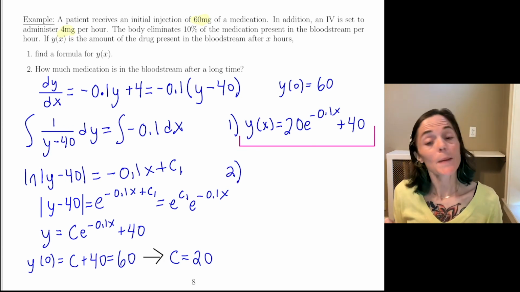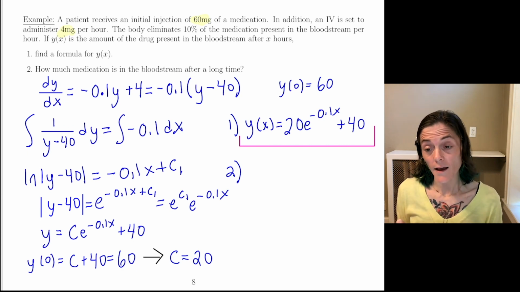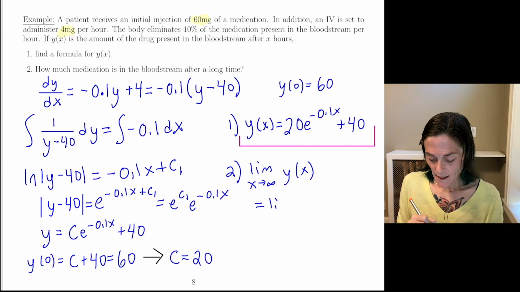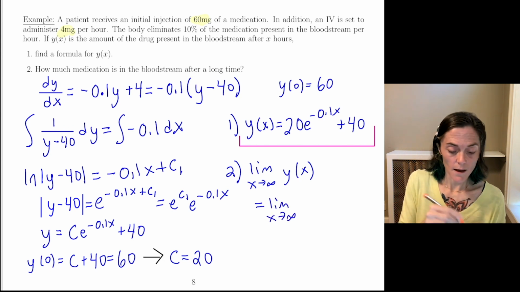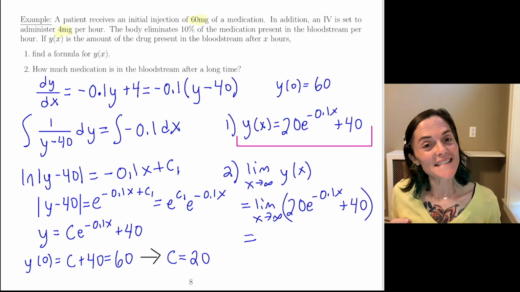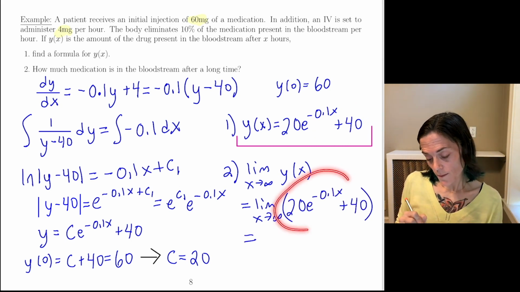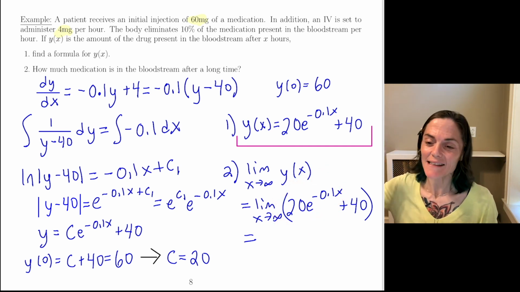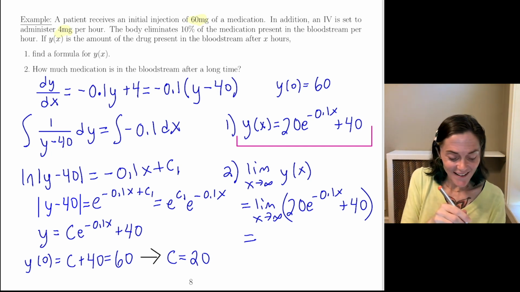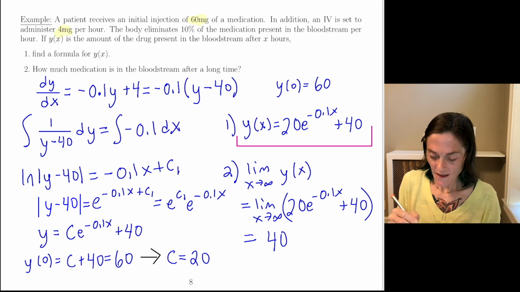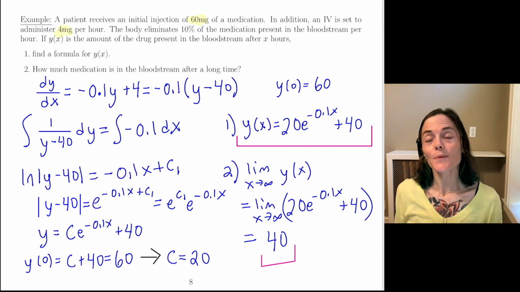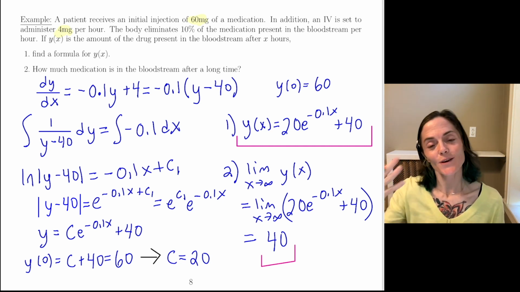Number 2, how much medication is in the system after a long time? Well, we want a limit as x goes to infinity of y of x. This is a limit as x goes to infinity of this expression. Very similar to the last one, this first term with the e to the minus in the exponent, e to the minus 0.1 times x, that term goes to 0. And so we are left with 40. This would be the amount of the medication present in the bloodstream after a long time if you stay hooked up to this IV.